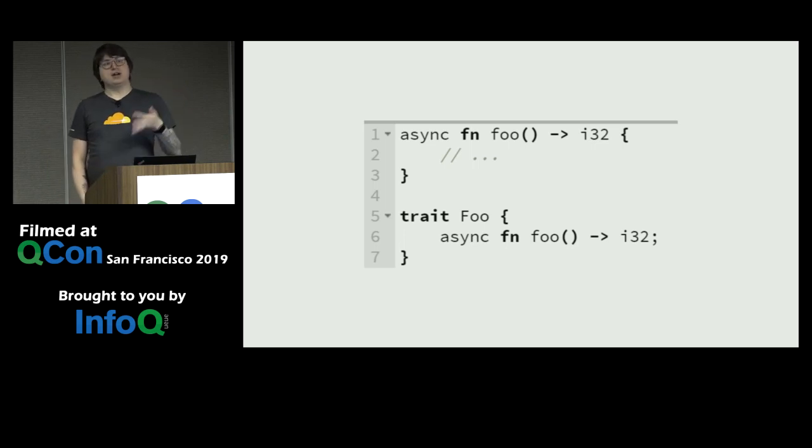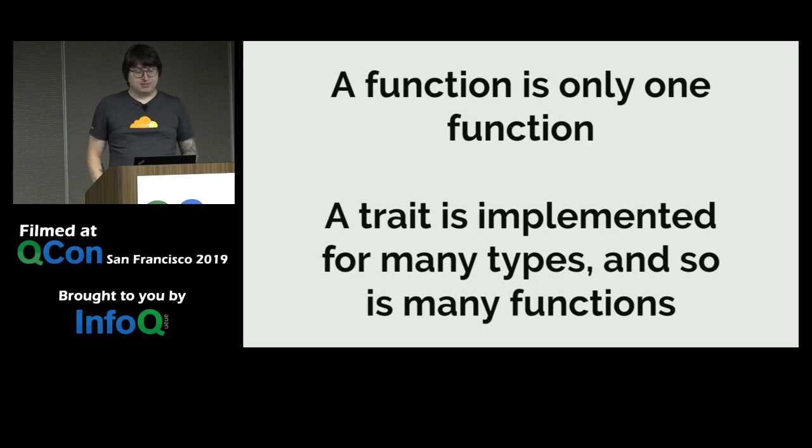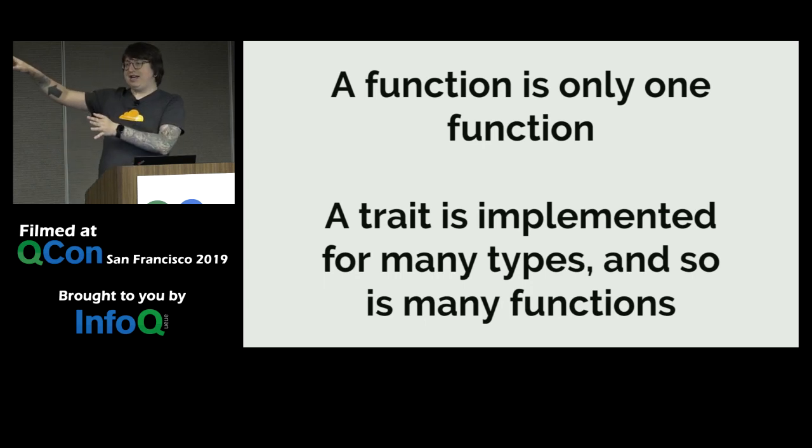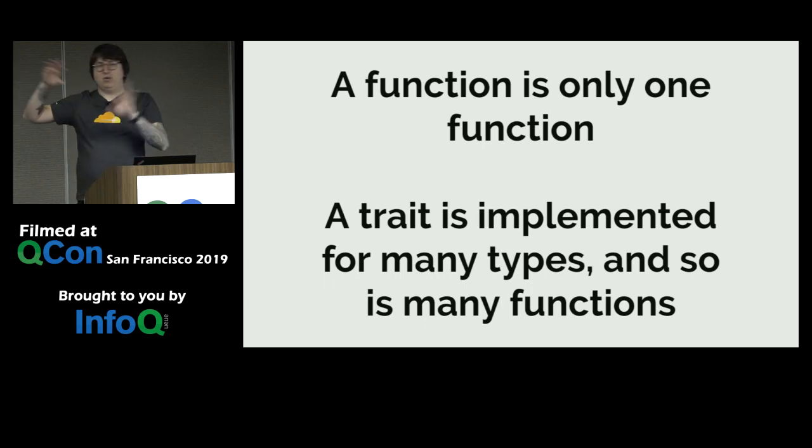And that feels really weird and awkward at first, because you're like, what's the big difference between a function in an interface as opposed to a function outside of an interface? Well, the core of it comes down to a function is just one single function. It's not a big deal. But a trait is implemented on many types, and so ends up being many functions. And as we know, when you go from one of a thing to as many things as you'd like, that's where complexity always creeps in.